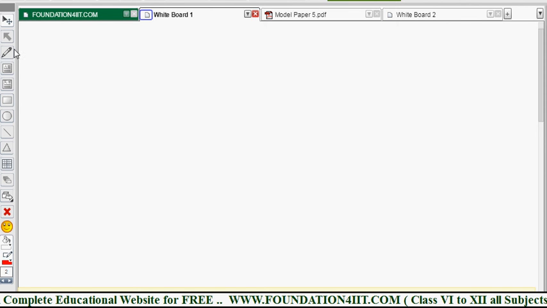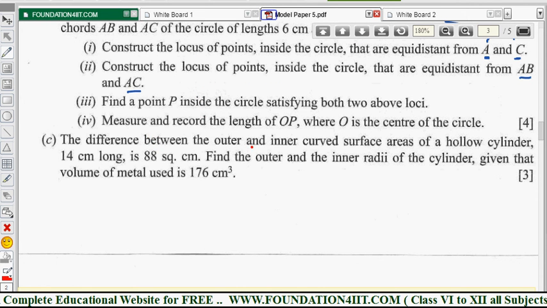In this one, if you take the given data, let the inner radius be small r centimeters and the outer radius be capital R centimeters. Then according to the question, the difference between outer and inner CSA, the curved surface area of the hollow cylinder, we know is 2 pi capital R H minus 2 pi small r H. That is the difference between the CSA of the hollow cylinder for 14 centimeters long, so H is 14 centimeters and the difference is 88 square centimeters.